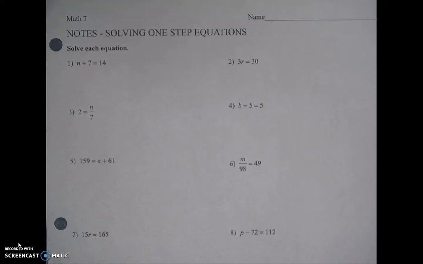All right, so we are starting a brand new unit today. We have looked at these equations. We've looked at expressions, algebraic expressions. Remember, they have variables involved. And so we looked at things like this. We know that n, or a letter or a variable, represents a number. And we pretty much just left it at that.